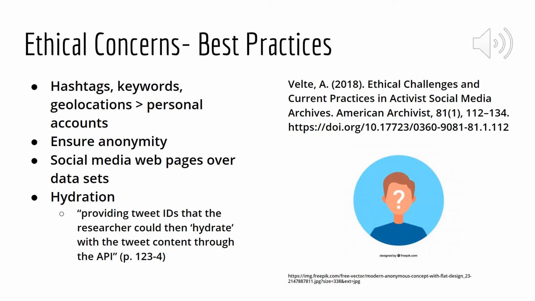Velt's study utilized surveys and interviews to examine how archivists are currently archiving activist social media accounts. These archivists are particularly concerned with privacy, as governments can use these archives to locate activist identities. Respondents in Velt's study provide 4 practices they employ to protect user identity. One is the utilization of hashtags, keywords, and geolocations rather than personal accounts to extract data. One respondent explained that a major part of the curation process for their institution was ensuring user anonymity. Another practice was archiving social media web pages over data sets so that personal information is not inadvertently captured as well. The final example was hydration, or providing tweet IDs that a researcher could then use to locate tweet data within the APIs.